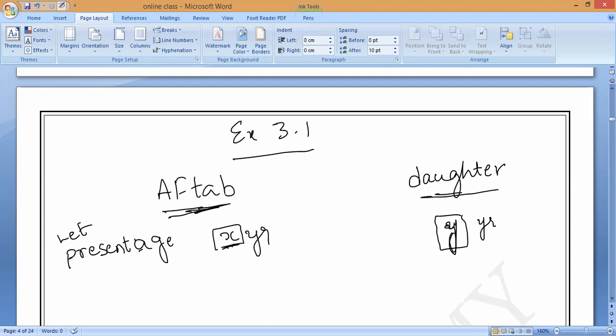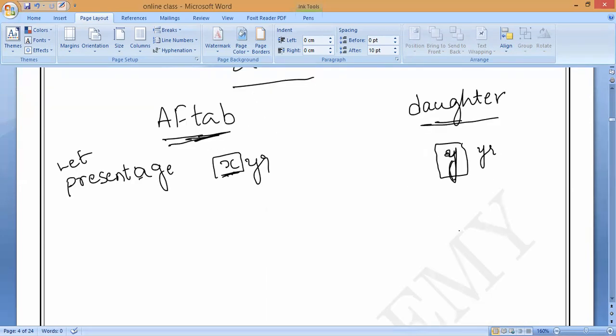Read the first statement. All of you read the first statement and say what it is saying. Ma'am, father tells his daughter that 7 years ago, he was 7 times older than her. 7 years ago, father's age is 7 times the daughter's age. Correct?